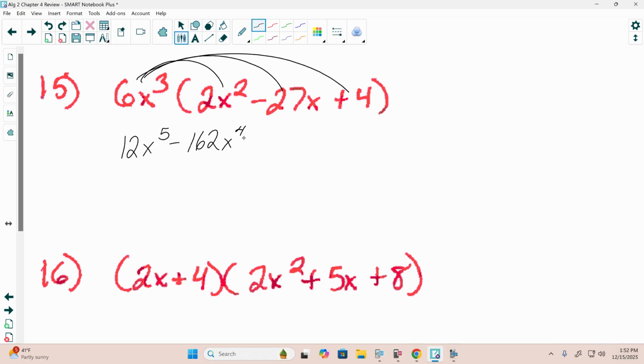And lastly, 6x cubed times 4. 6 times 4 is 24. And we still have our x cubed. Questions on this so far?